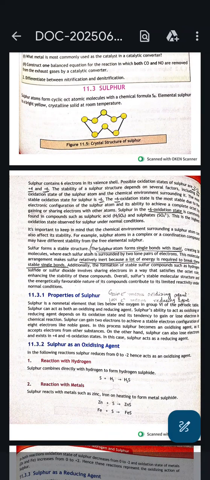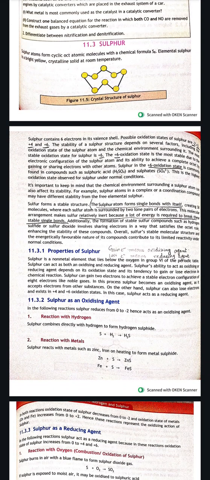So it exists in the form of octamolecule, and its chemical formula is S8. Sulfur contains 6 electrons in its valence shell. Possible oxidation states of sulfur are -2, +2, +4 and +6.